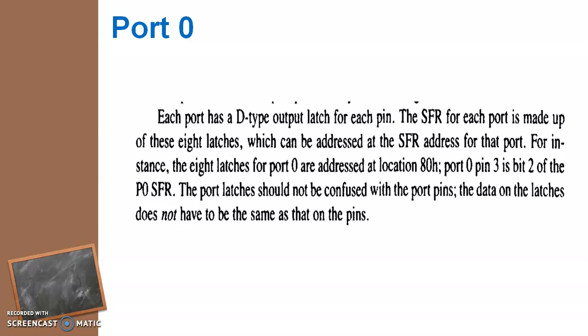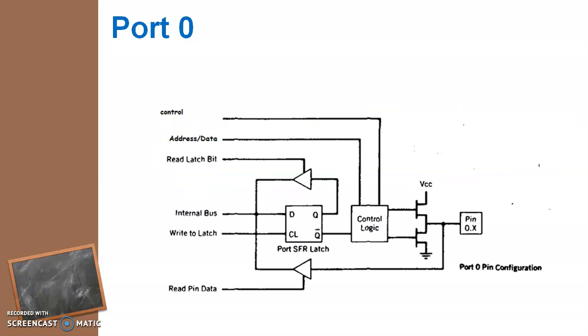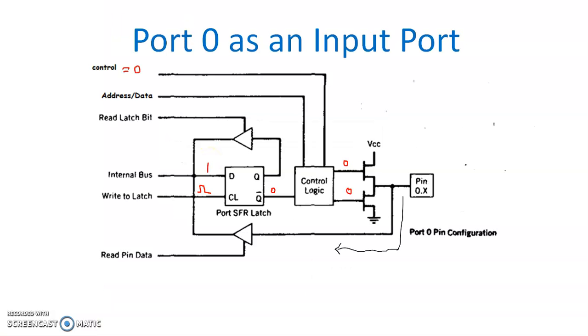Let's see the circuitry of port 0. This is the port 0 circuitry, for a single pin. You could see that there is a special function register, that is a latch, some control logic, and some transistors to drive the value on the pin. This is connected to the internal bus, and you have the read pin data and read latch bit signals. Now let me first configure port 0 as an input port.